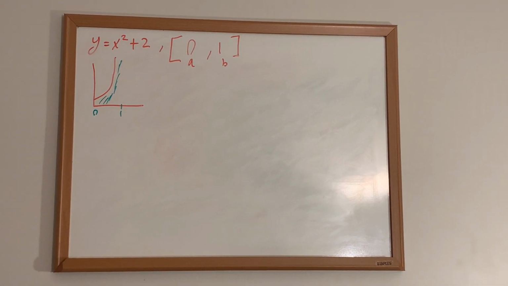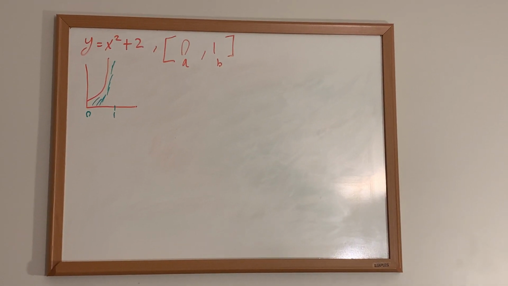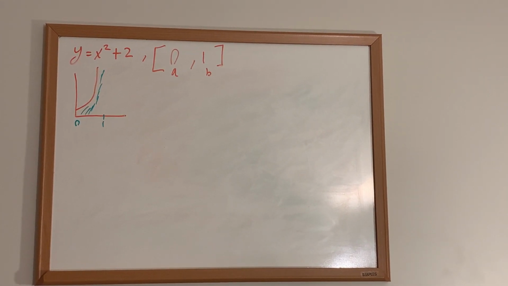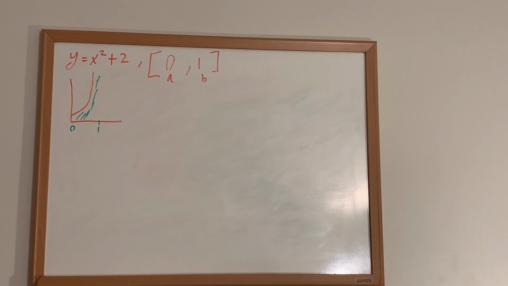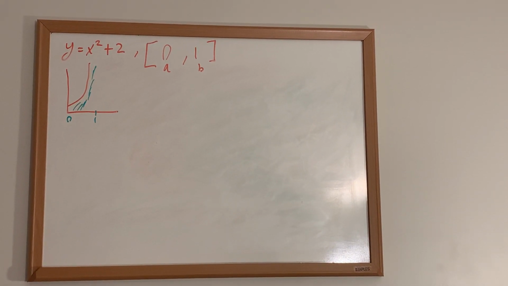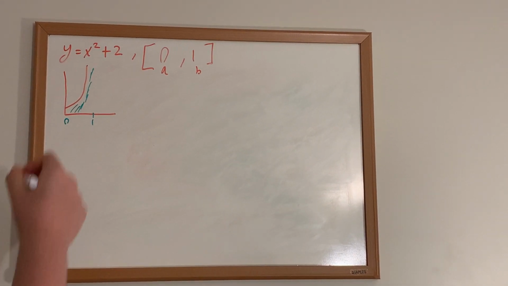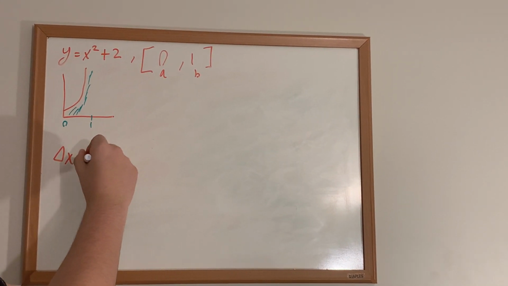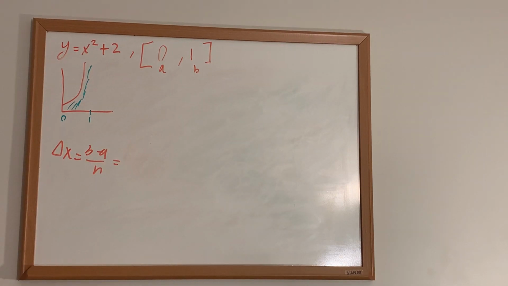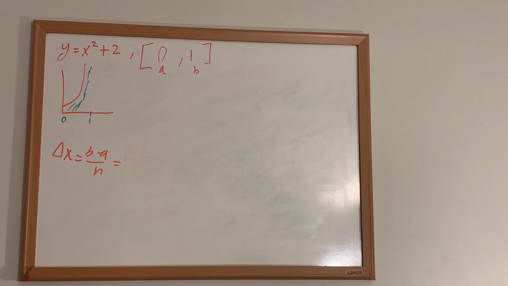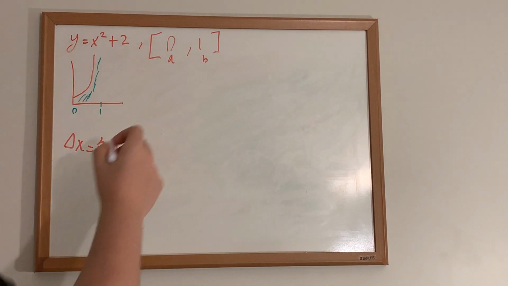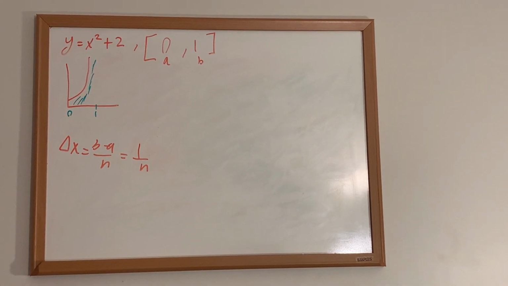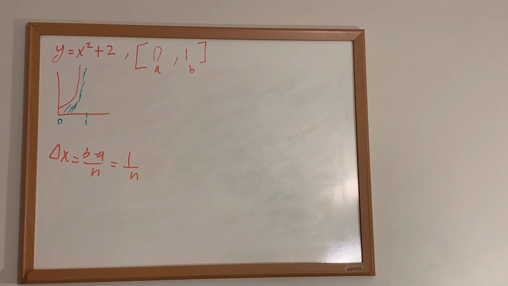So if we use the subintervals forming a rectangle under the curve, we all know that the area of a rectangle is just the width times height. So for finding the width of this subinterval, we use a formula and we call it delta x, which is equal to b minus a over n, where b and a come from the interval. So it's 1 minus 0, which is 1 over n. So now we have found the width of this rectangle.